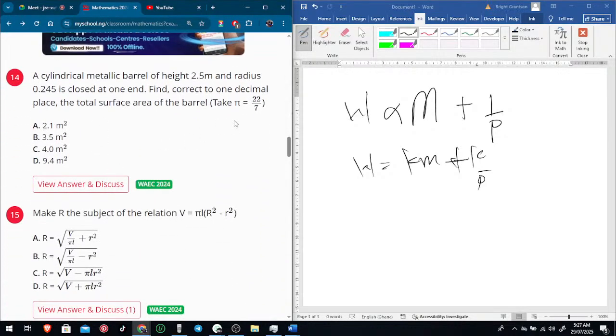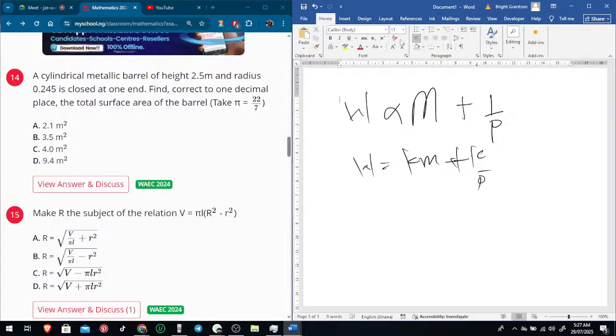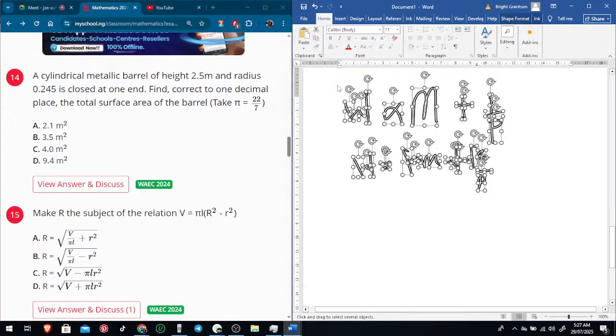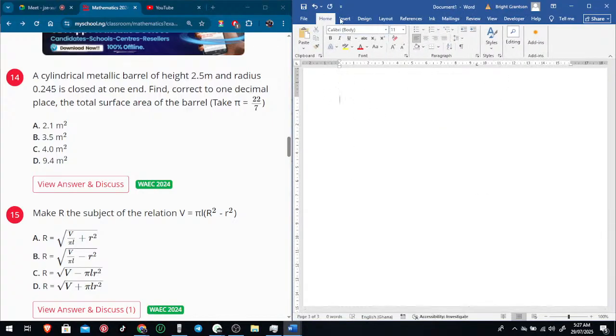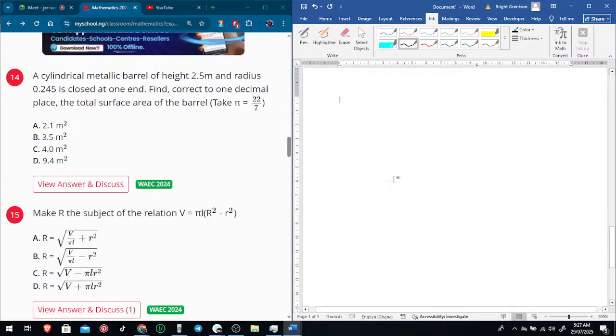A cylindrical metallic barrel of height. So what? Oh my god. And this morning, which time are you going to school? It's almost 5:30.